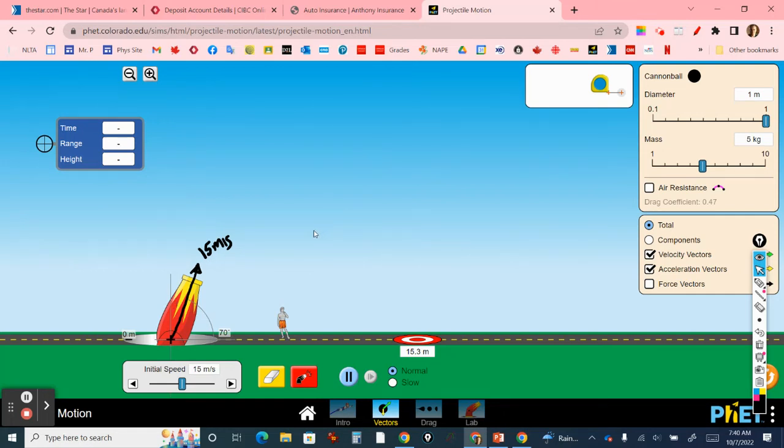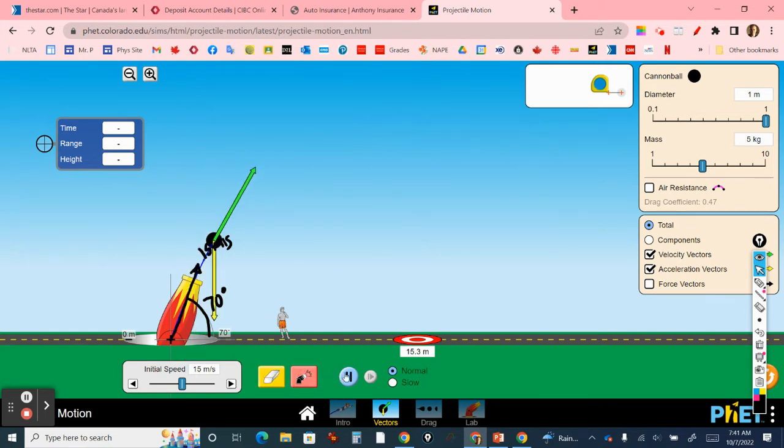Okay, so here we have a projectile motion example where something is being launched from ground level with an initial velocity of 15 meters per second at an angle. There we go. So that's a 70-degree angle. And here's the trajectory. You're going to see. Like so.